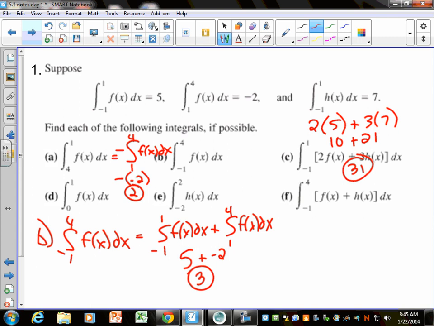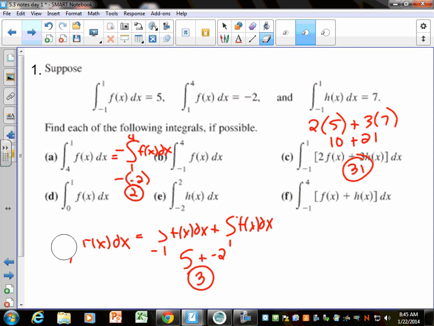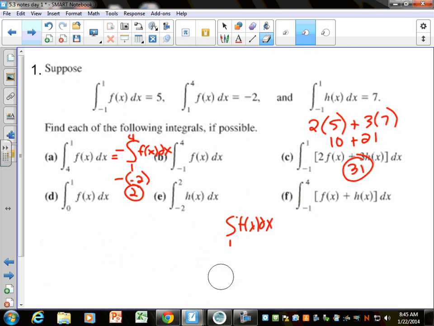Now let's look at the bottom ones here. Let's find the integral from 0 to 1 of f of x. What do you think? What people want to do is say, well, if negative 1 to 1 is 5, 0 to 1 is half of that, so it should just be half of 5 or 2.5, right? People want to say that.